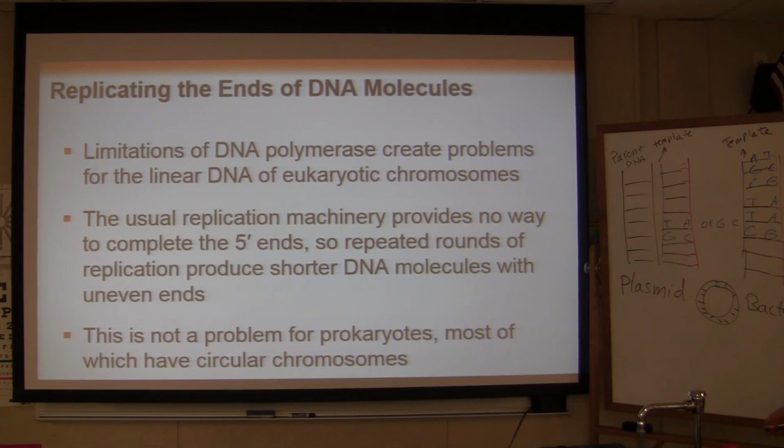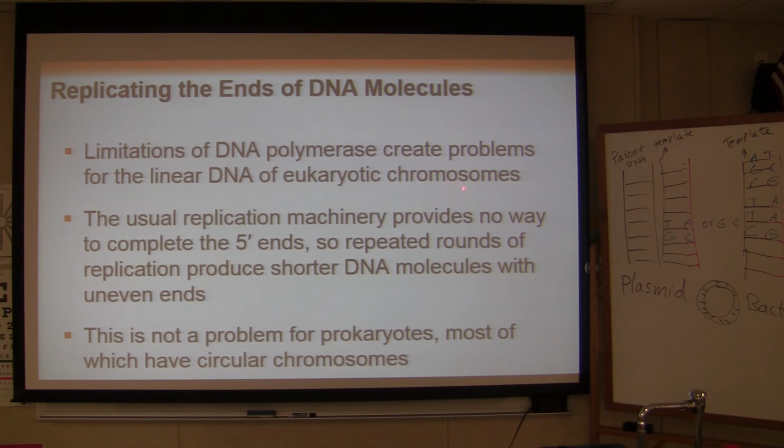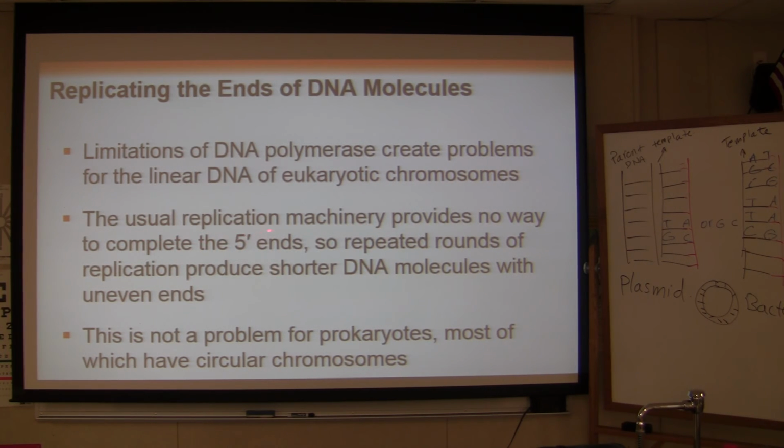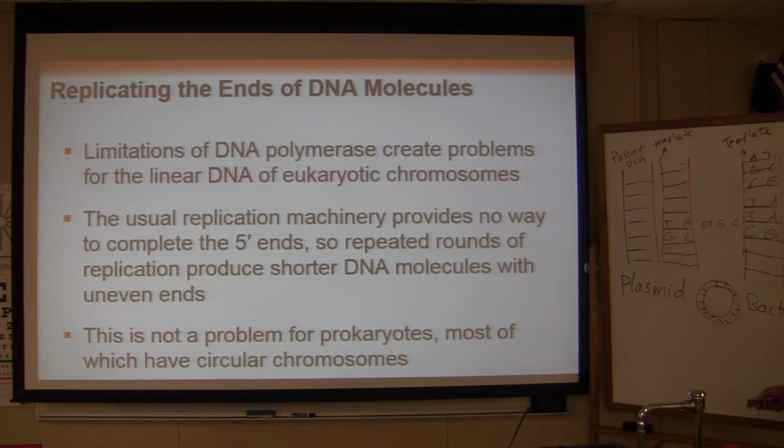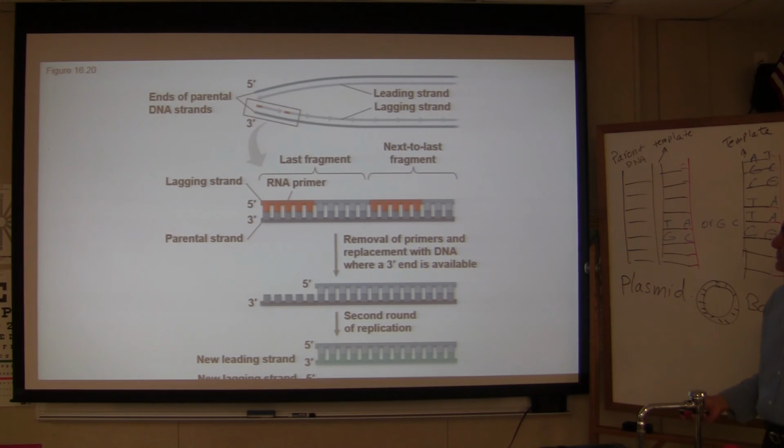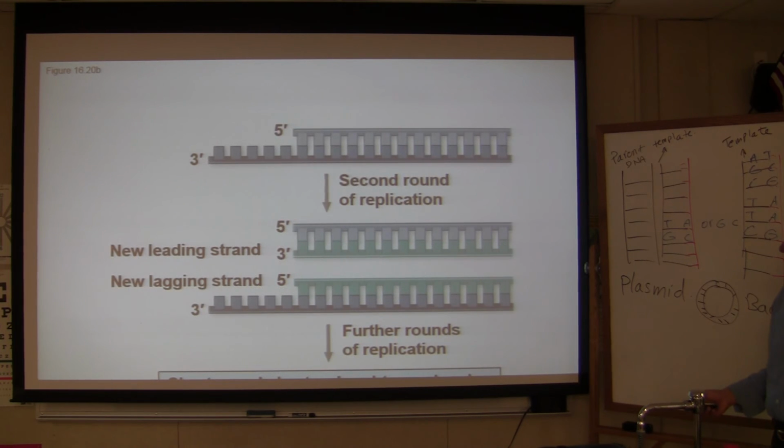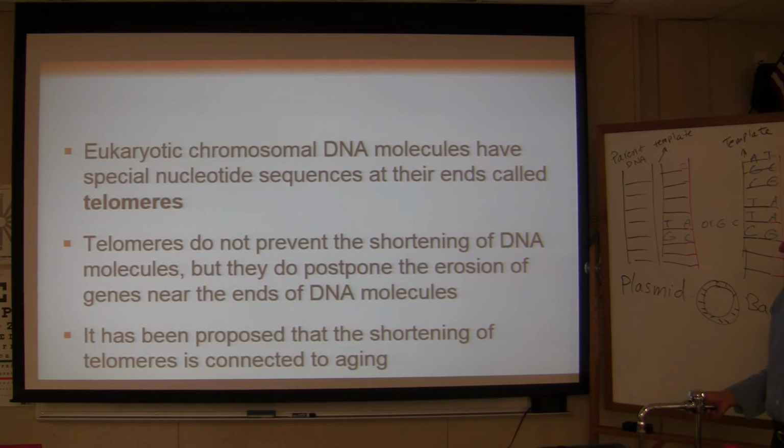Replicating the ends of DNA and the limitations of DNA polymerase create problems for the linear DNA of eukaryotic chromosomes. The usual replication machinery provides no way to complete the 5' end, and so on and so forth. It's not a problem for prokaryotes, which mostly have circular DNA. Okay, so this is reviewing what is happening with the new strand and old strand.